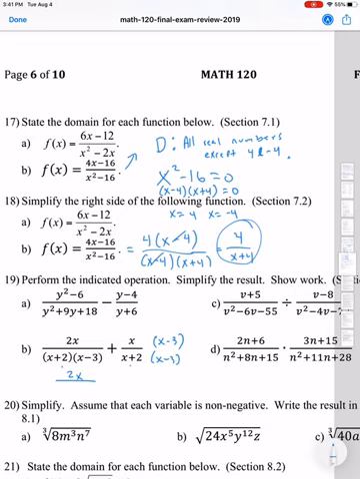So 2x and then x plus 2, x minus 3. And then on the top I'm going to multiply x squared minus 3x over x plus 2, x minus 3. Same denominators. I add numerators. X squared minus x over x plus 2, x minus 3. All right, that's it. That's it for 19b.